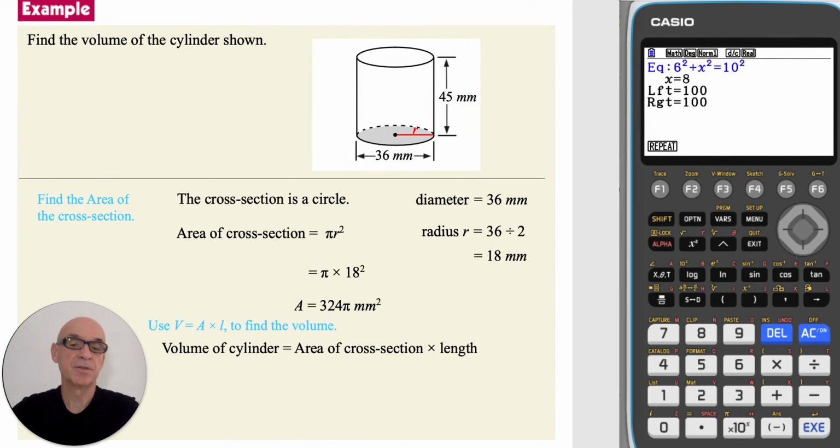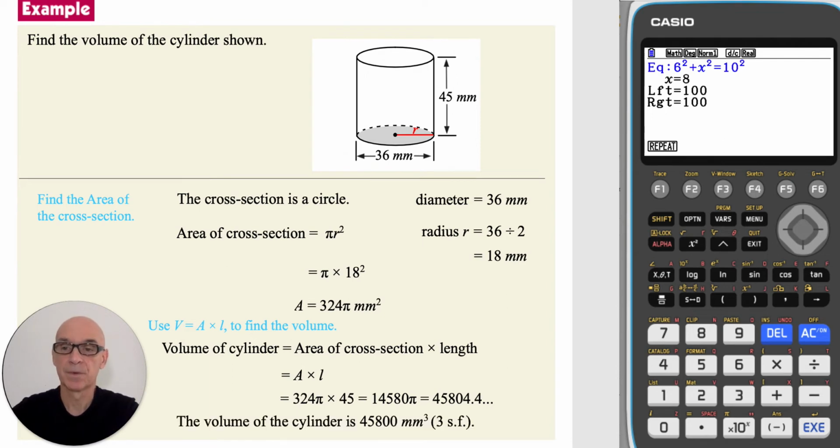Stating that the volume of a cylinder is equal to the area of the cross-section multiplied by the length, substituting in 324 pi for the area and 45 for the length, or the height of the cylinder, gives the value shown. So the volume of the cylinder is 45,800 millimeters cubed, correct to 3 significant figures.